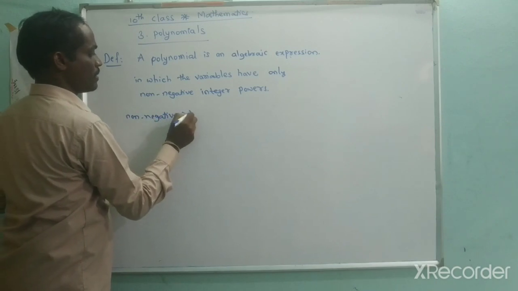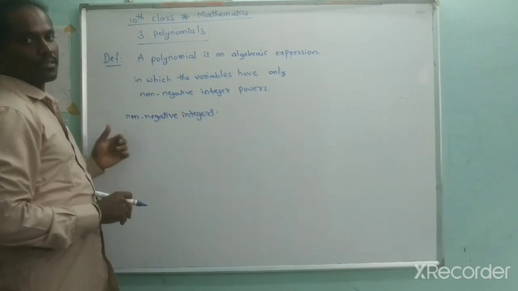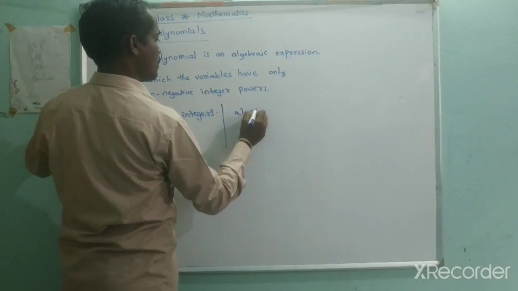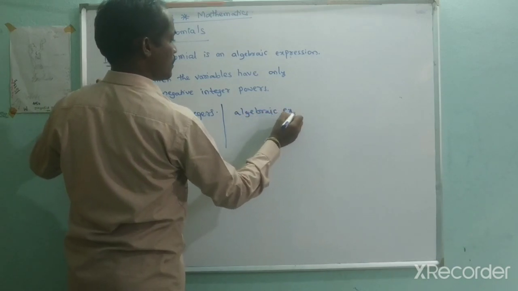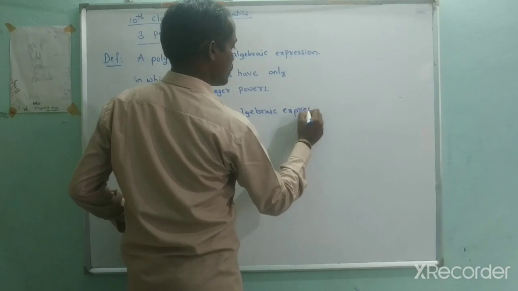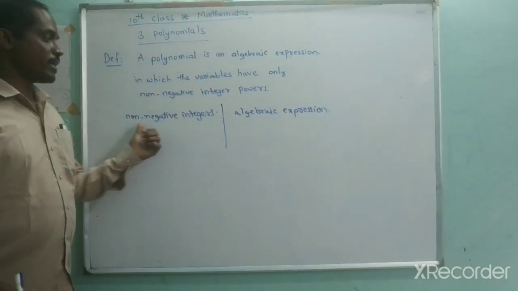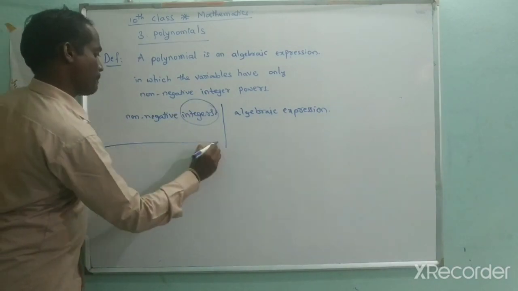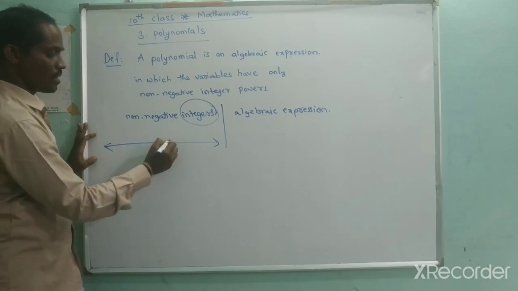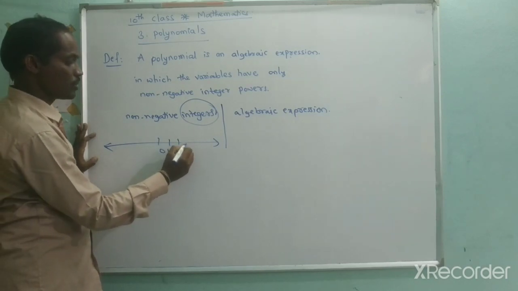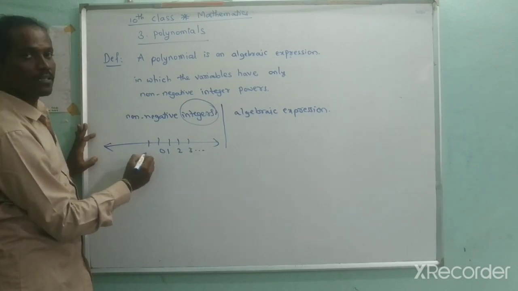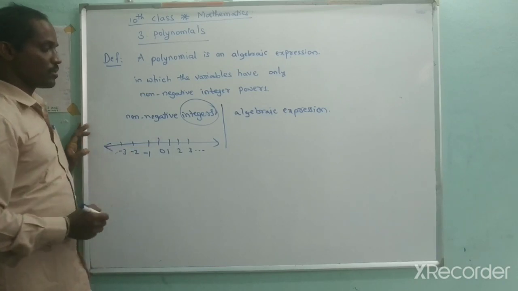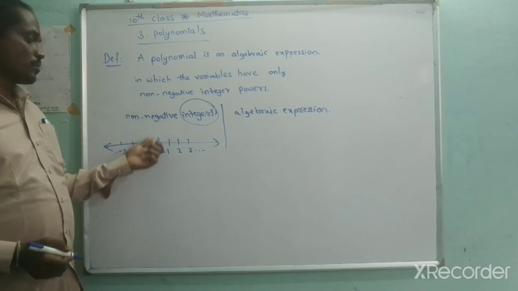Non-negative integers. First, this term. So non-negative integers, first we have to know. Then after that, we know very well about integers. In the middle is 0, on the right side positive numbers 1, 2, 3 and so on. On the left side of the number line -1, -2, -3 and so on. So these are the integers, but we want only non-negative integers.